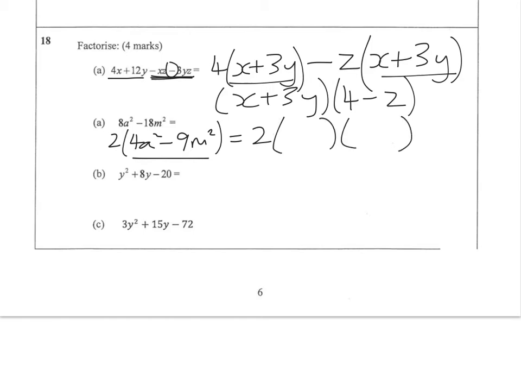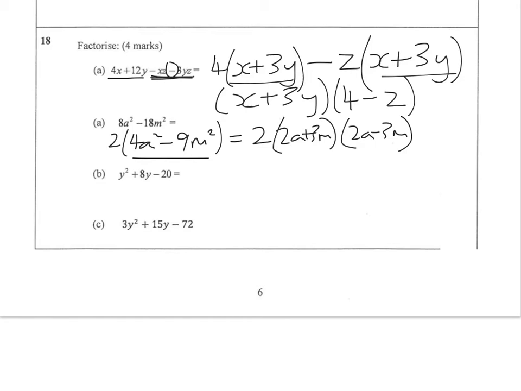Alright, difference of 2 squares, square the first, so we get 2a. Square the second, we get 3m. And you must have a plus and a minus in between, any order.